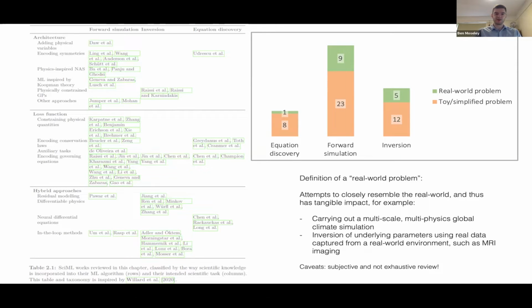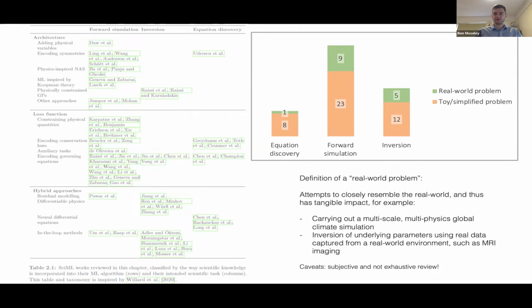And this was a kind of subjective analysis: what is a real world problem? So for the purpose of this, I just defined it as one that attempts to closely resemble the real world and thus has tangible impacts. An example would be proposing a method that would help us carry out multi-scale, multi-physics global climate simulation. Or if it was an inversion task, maybe one that used real data from a real world environment. So for example, MRI.